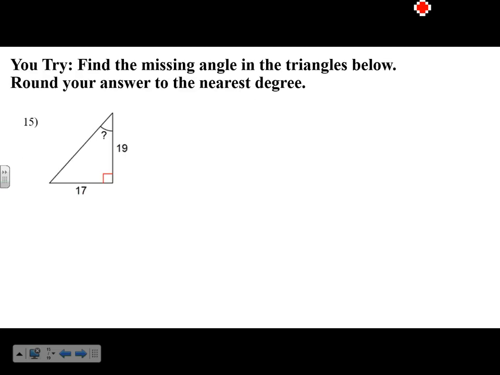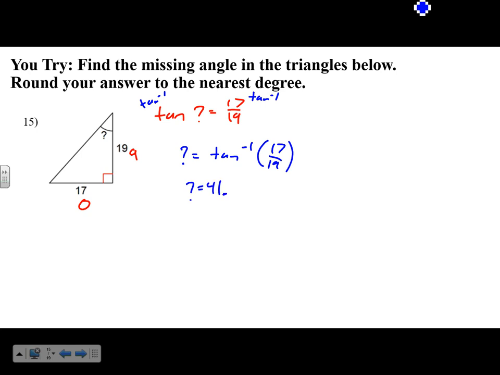So 15, we have the adjacent and the opposite. So that's a little bit different. So the tangent is what we're using. Tangent of question mark is equal to the opposite over the adjacent. It's 17 over 19. The angle is the inverse tangent of 17 over 19. So inverse tangent of 17 over 19 is 41.82, which is 42 degrees. Again, you don't have to put the degree mark, that's fine.